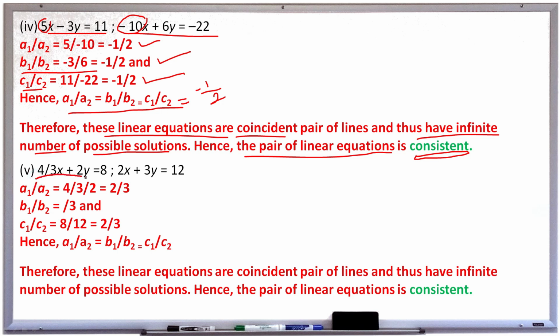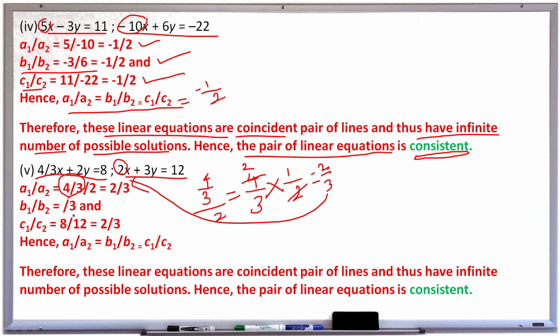Fifth one, again one equation, 2x plus 3y is equal to 12, and another equation. So for a1 by a2, the coefficient of x is 4 by 3 the whole divided by 2, where a2 is 2. When you simplify, 4 by 3 by 2 can be written as 4 by 3 into the reciprocal of 2, 1 by 2. So 2 and 4 will get cancelled. 2 ones are 2, 2 by 3 is the answer. Like that, if you simplify you will get the answer 2 by 3.